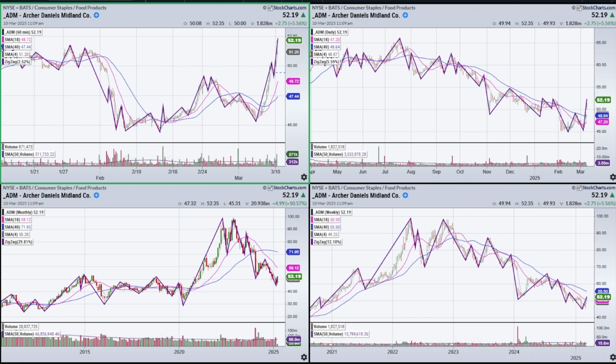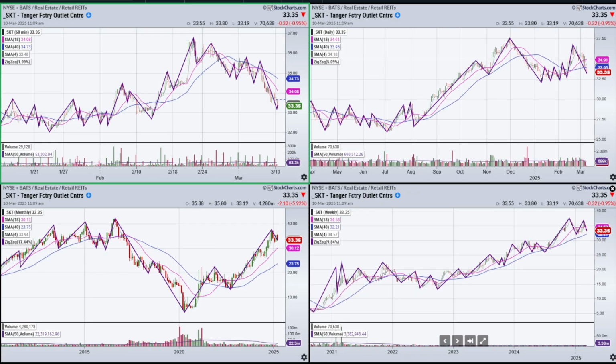Now, let's take a look at another example. Let's look at SKT. This is Tanger Factory Outlet. All right, this is a REIT. Now notice what's taken place here. We've made a big move from the beginning of 2020. We are in a clear bull trend, making higher highs and higher lows on the monthly.